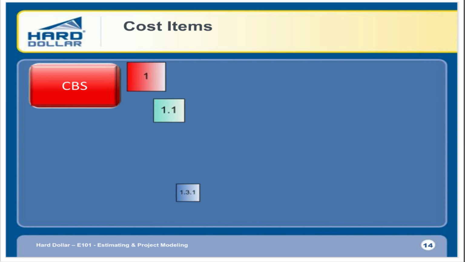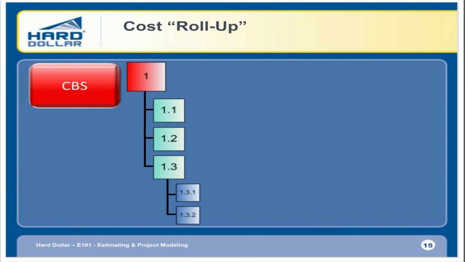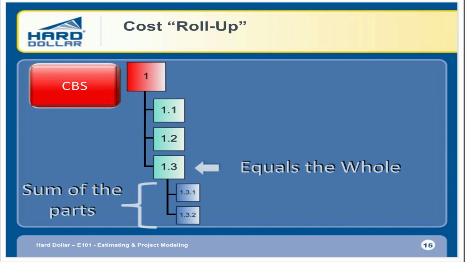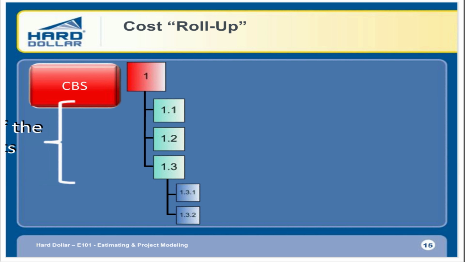As this diagram illustrates, each level is designated both by changing the color and by adding decimal places. So level 1 in this example is 1. Level 2 is 1.x, and level 3 is 1.x.x. By default, the superior cost items act as placeholders for the costs of the terminal items. So as this slide illustrates, the sum of the parts equals the whole. This rule holds true throughout the CBS.